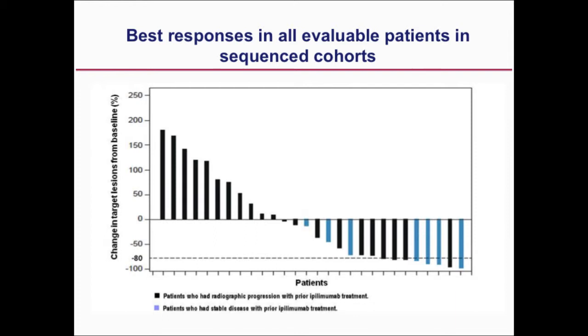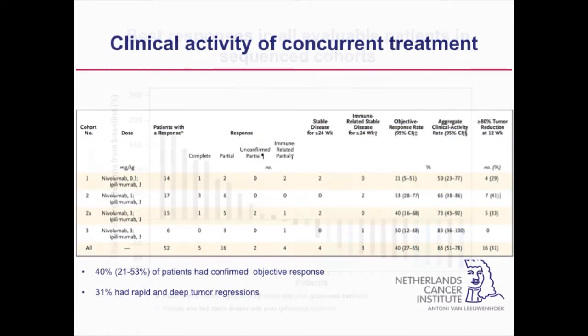So here you see the waterfall plots for patients in the sequential group. So the ones that had a stable disease on ipilimumab had a chance to respond again, but also some patients that had progressed on prior ipilimumab treatment. But more impressive are the patients that had concurrent treatment. And here you see the different cohorts where you can see complete responses and partial responses occurring in these patients.